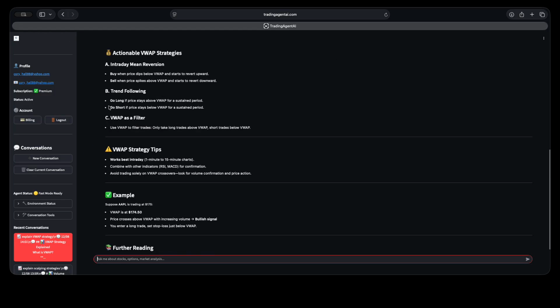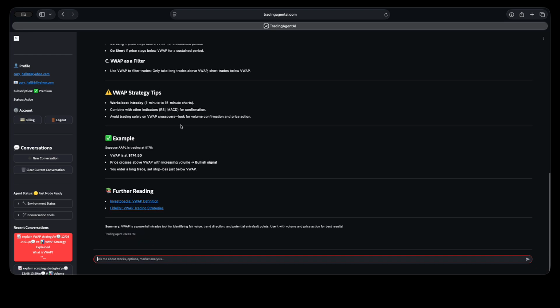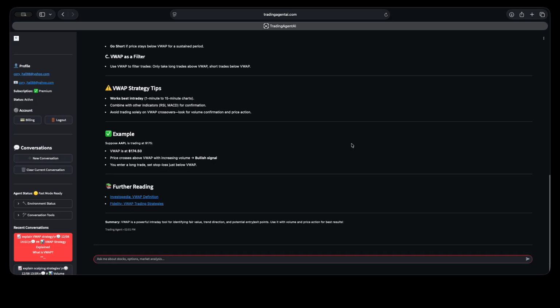And then you can use VWAP as a filter. Use VWAP to filter trades: only take long trades above VWAP and short trades below VWAP. Strategy tips: it works best for intraday, on 1-minute and 15-minute charts, combined with other indicators like RSI and MACD for confirmation. Avoid trading solely on VWAP crossovers. Look for volume confirmation and price action.